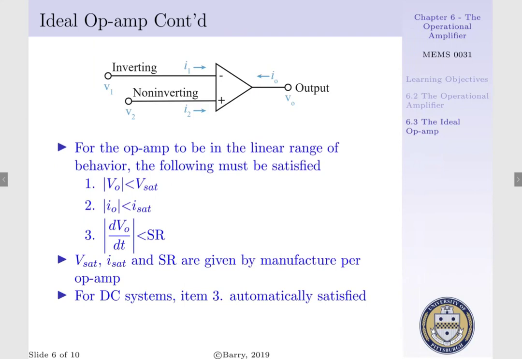Now, for DC systems, everything we have done thus far in this class, our item number 3, i.e. the absolute value of the time rate of change of our output voltage, is going to be automatically satisfied. For our output voltage does not change as a function of time within a DC circuit.